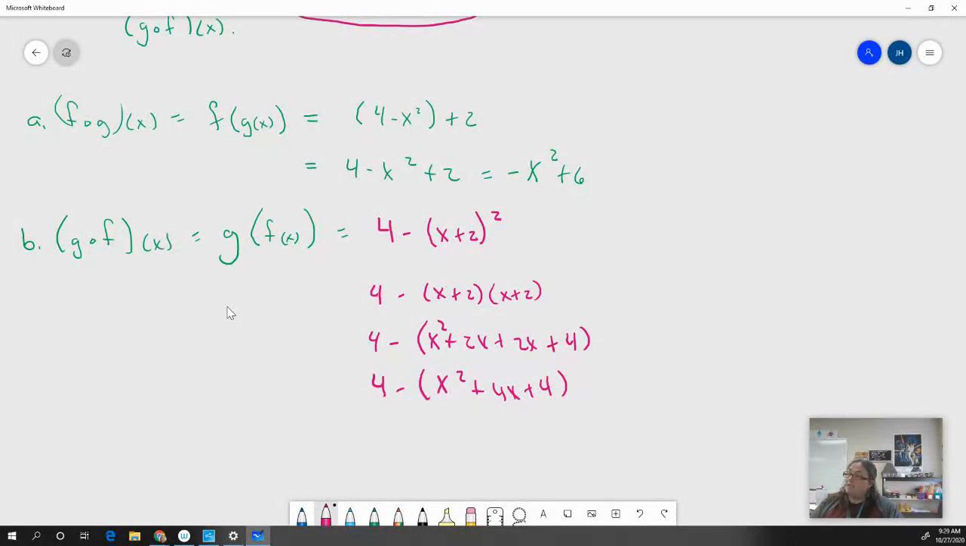And now we have to go ahead and distribute this negative through, and it's going to give us 4 minus x squared, minus 4x, minus 4, and we're going to get equals negative x squared minus 4x.